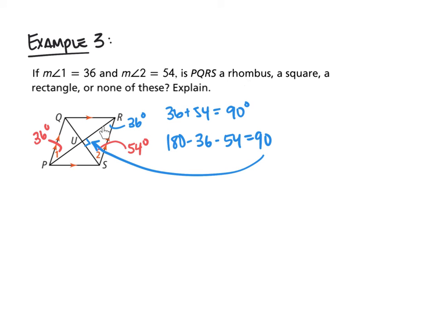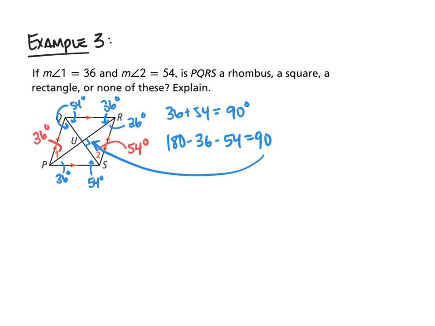Because once this is a rhombus, it means that these diagonals are bisecting the angles of the rhombus. So this diagonal segment PR, it's bisecting angle QRS and angle QPS. So this angle right here would also be 36 degrees. This one would be 36 degrees. This angle here would be 54 degrees. And then these two angles are both 54 degrees.